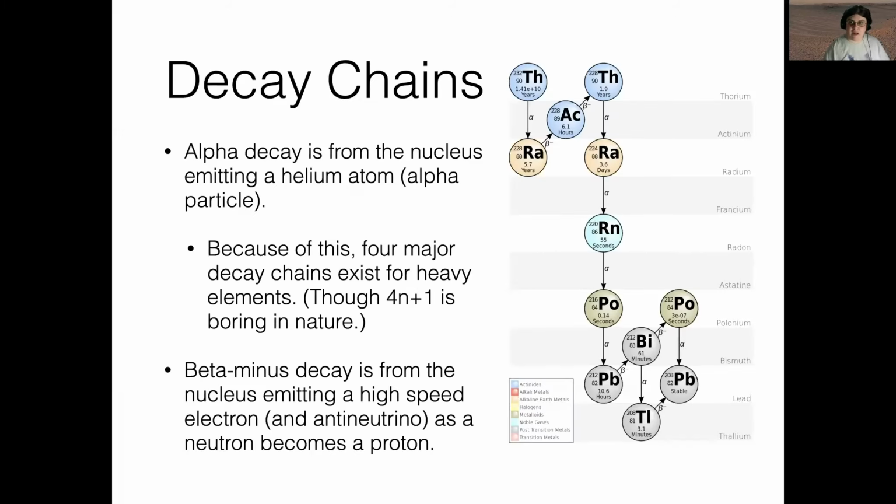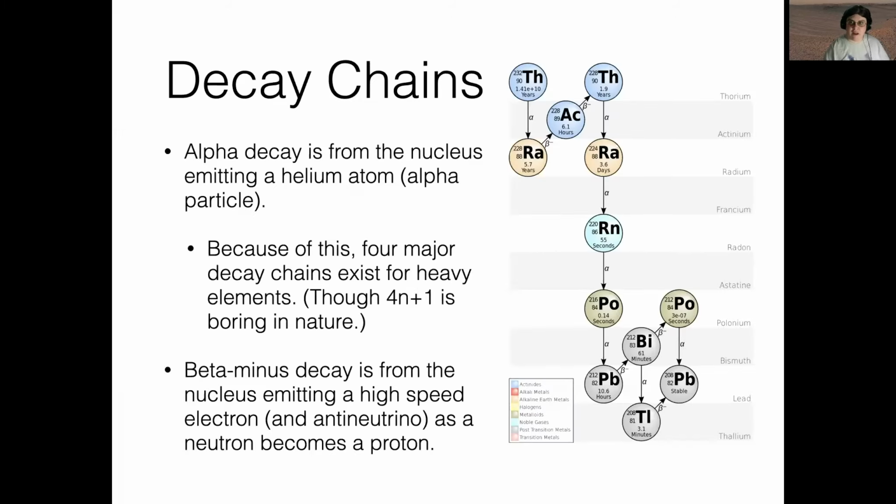So that means that for heavy elements, for the elements that are just too heavy to hold together, even with the strong nuclear force and a lot of extra neutrons, there are 4 major decay chains because these nuclei shed alpha particles, which are mass 4. Beta decay, there's technically 2 kinds, beta minus and beta plus, but we're just working with beta minus.